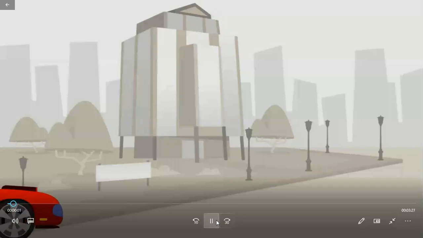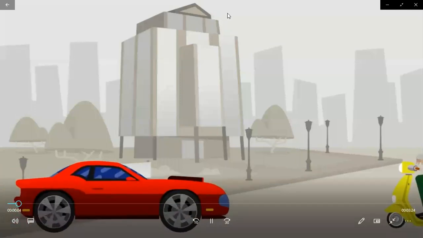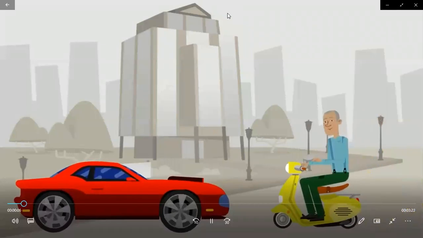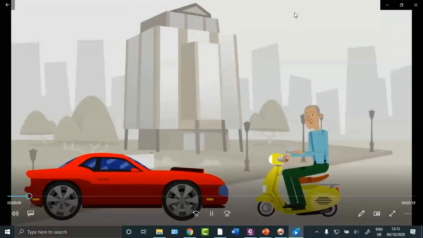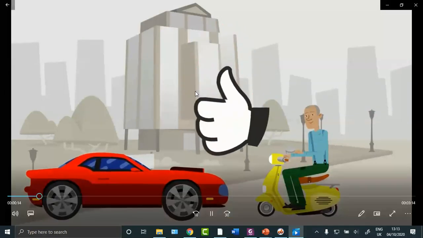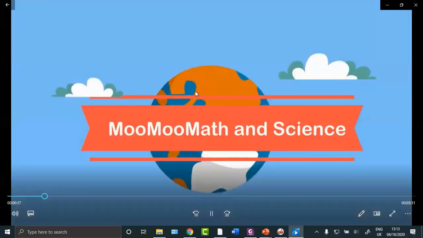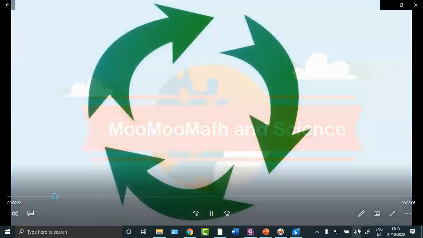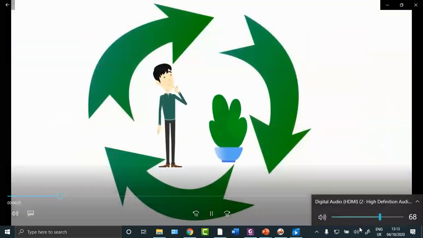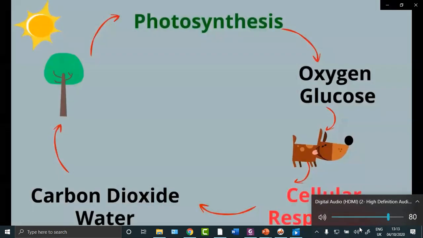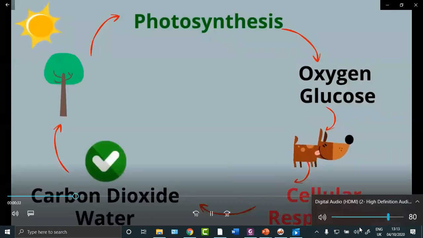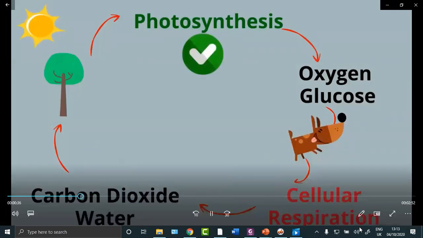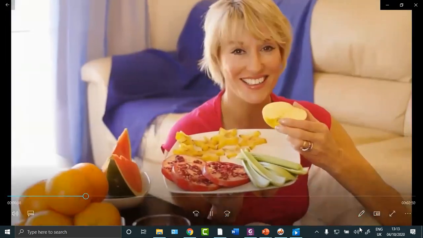Wouldn't it be nice if the exhaust of your car could be used as fuel for your motorcycle, and the exhaust of your motorcycle could be used for fuel for your car? You would have a nice cycle in which both the car and the motorcycle benefited. Welcome to Moo Math and Science and the relationship between photosynthesis and cellular respiration. Photosynthesis and cellular respiration have a similar relationship. The waste product of photosynthesis is used in cellular respiration, and the waste product of cellular respiration is used for fuel in photosynthesis.